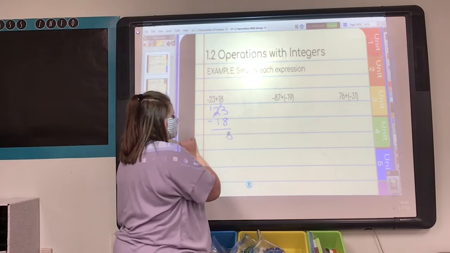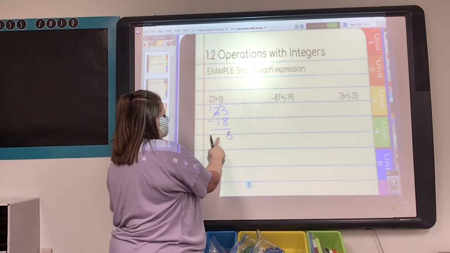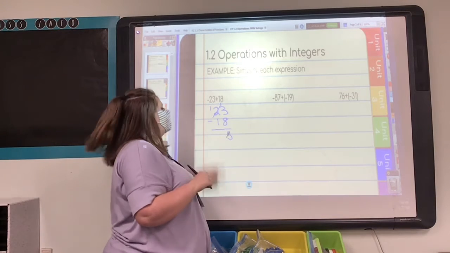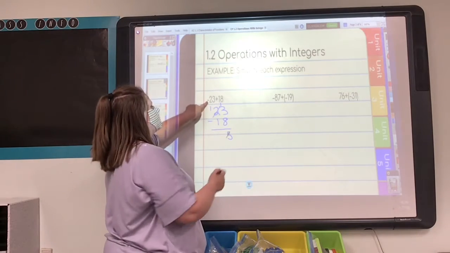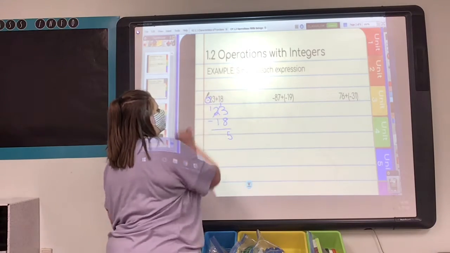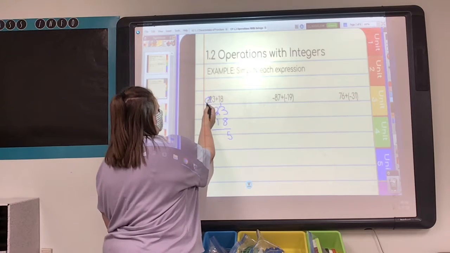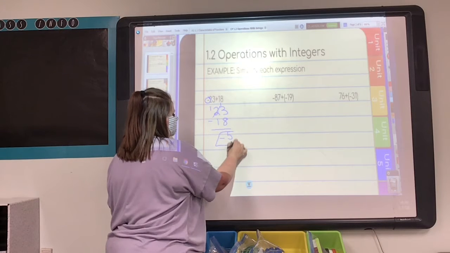All right, next we come over to our second column. 1 minus 1 is 0, so we don't write anything there. So we've got a 5. But negative 23 plus 18 is not 5 because the bigger number shows the sign. Well, the bigger number was negative 23. 23 was bigger, so we bring that negative down and get the answer is negative 5.